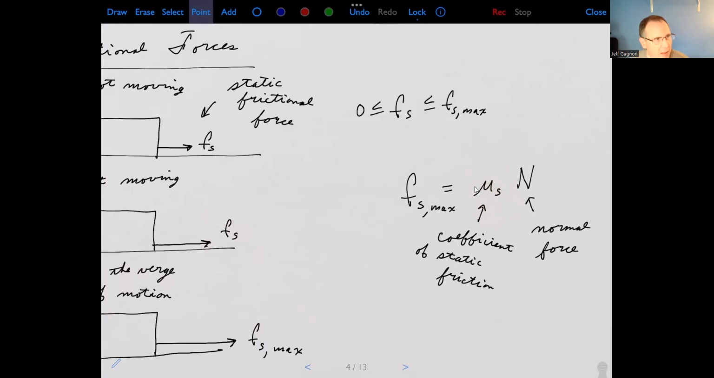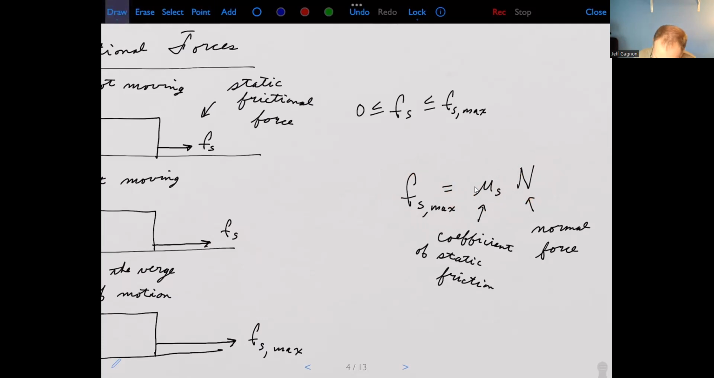If you have, you know, an ice skate on ice, you're going to have a much smaller μs. If you have a rubber shoe on asphalt, you're going to have a much larger μs. So it depends on the surfaces that are sliding over one another. But then this frictional force depends on that constant. It also depends on the normal force. If you have a larger normal force, so typically if you have a larger weight, you're going to have a larger normal force, then that's going to increase this frictional force. Okay, so that's the equation for Fs max.